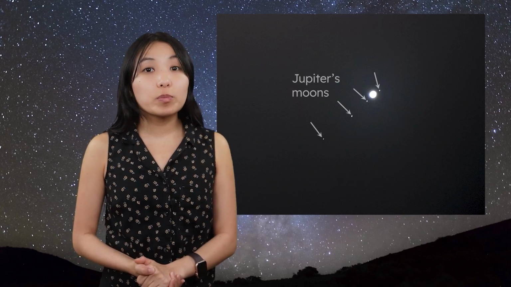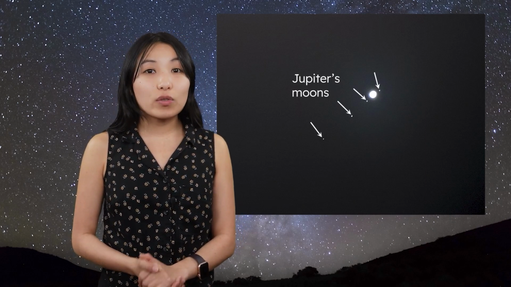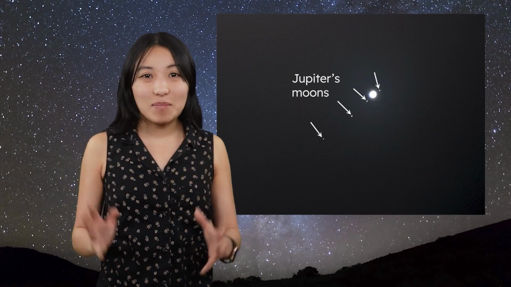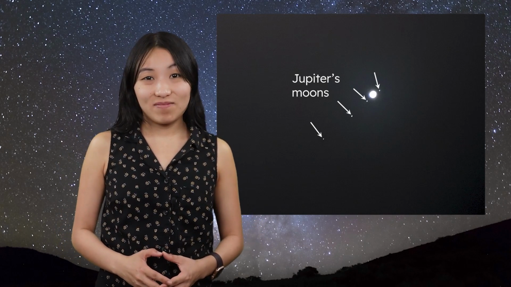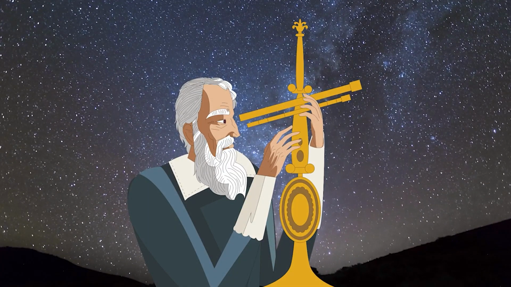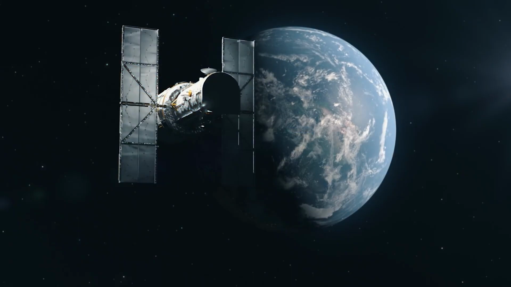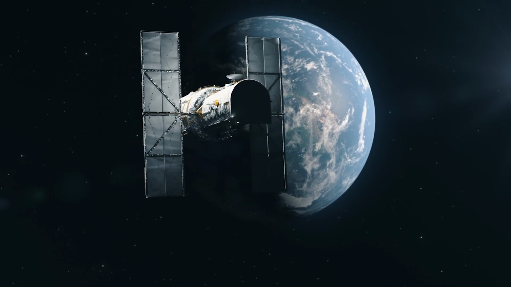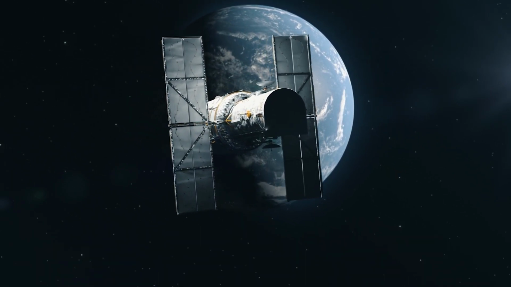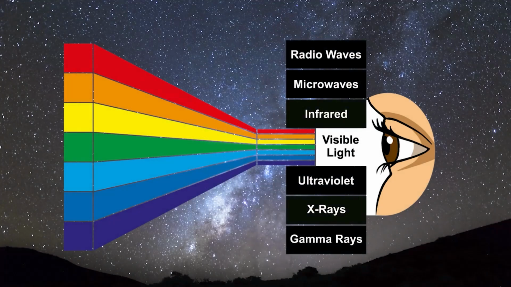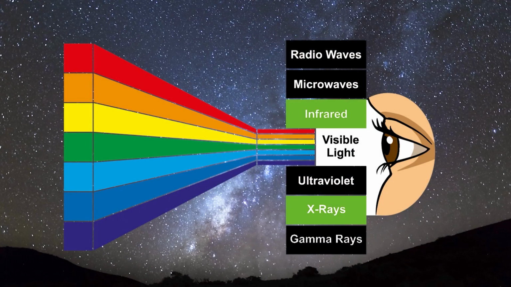Anyway, with his small lens, Galileo became the first to observe Jupiter's moons, revealing a universe far more complex and dynamic than anyone had imagined. But Galileo's telescope could only capture visible light, the narrow band of light our eyes can see. Since then, telescopes have evolved into powerful instruments capable of detecting light our eyes can't, like the faint heat of infrared radiation or the energetic blasts of X-rays.